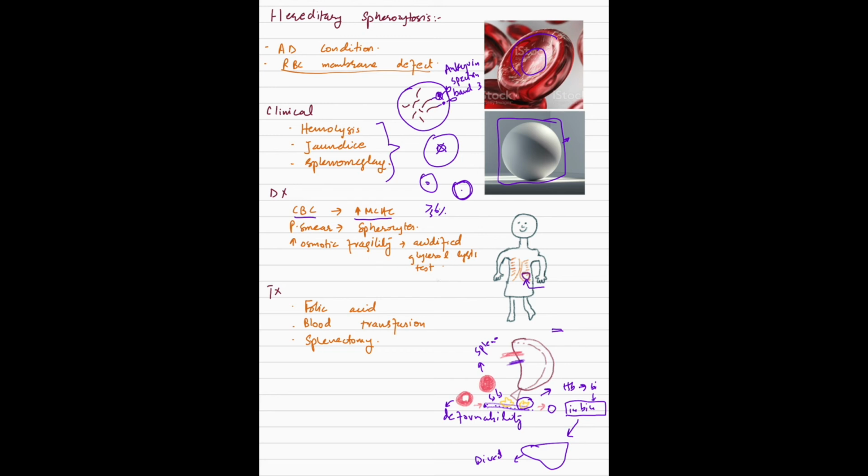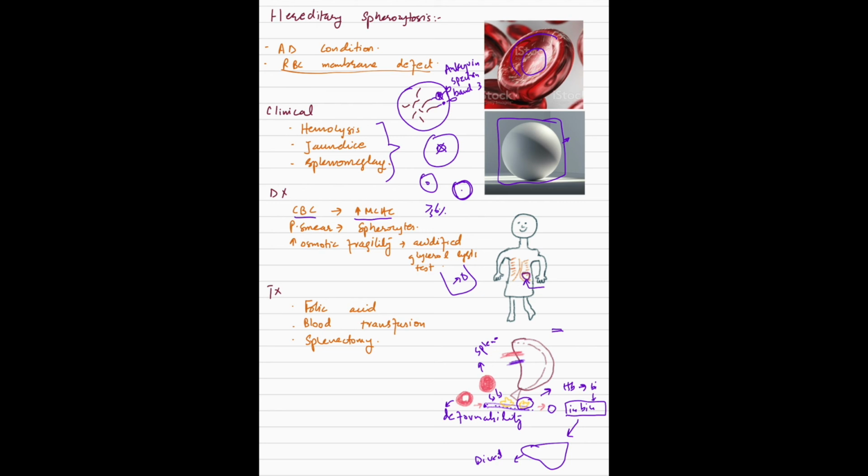the acidified glycerol lysis test. Because of the cytoskeletal membrane tethering protein defect, these cells, the spherocytes, will be more prone to lysis. So when you put them in the acidified glycerol lysis test, water is going to enter the red cells and cause lysis of these cells, and the fluid will become turbid, whereas a normal cell will not be easily lysed by this. So that's another test for diagnosis.